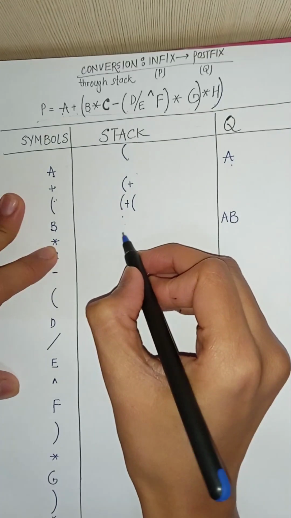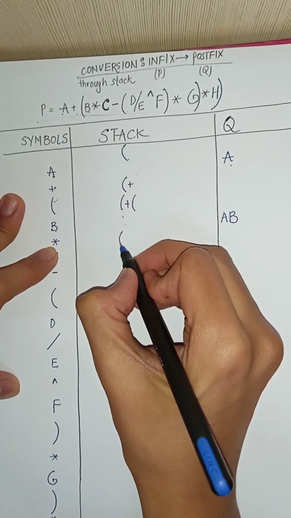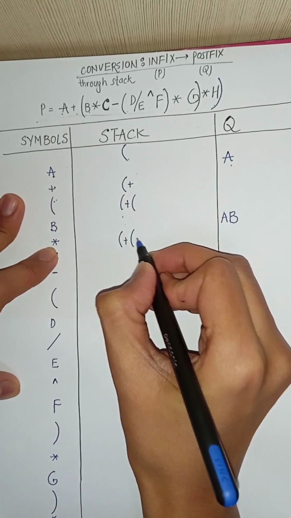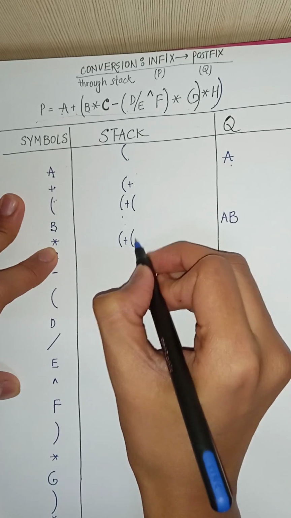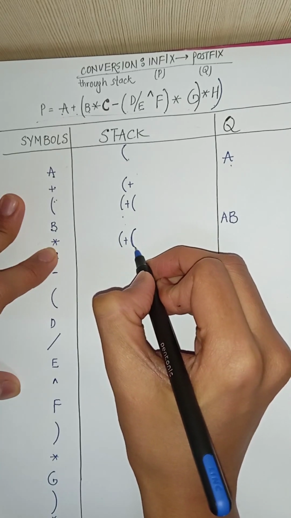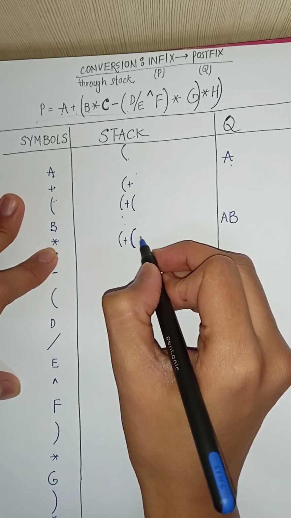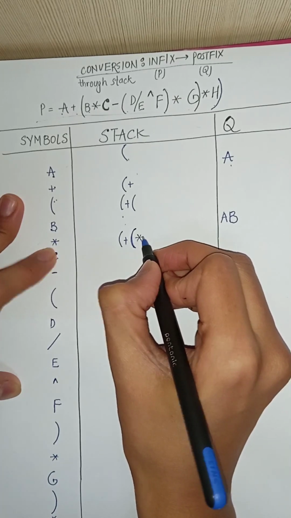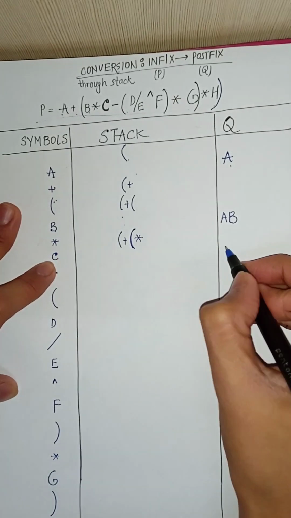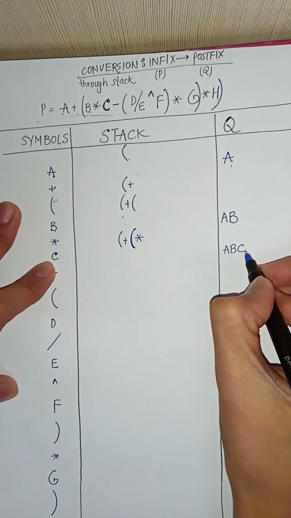Okay, now here it is an operator. Since there is no operator previously, meaning after this left parenthesis, there is no case of comparison, so you have to simply add it into the stack. Now here it is C, add this into Q.